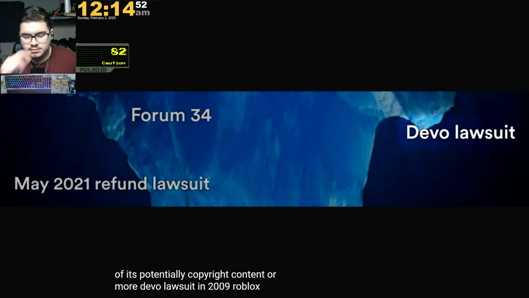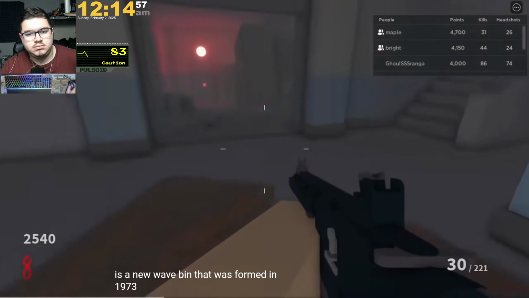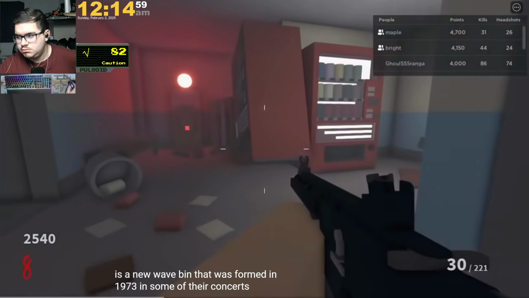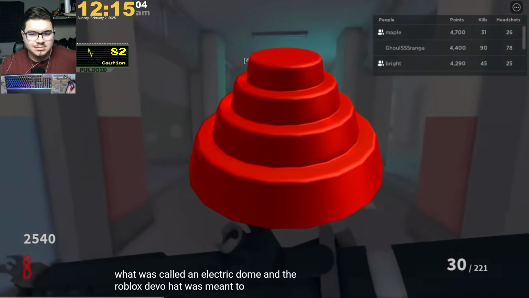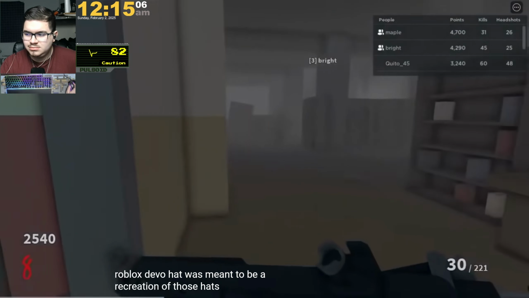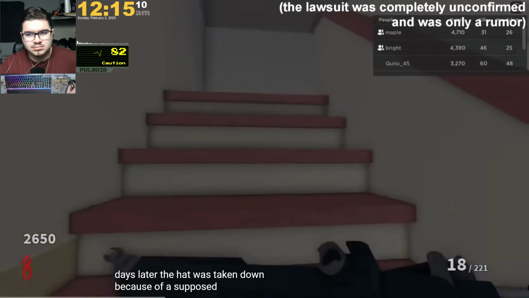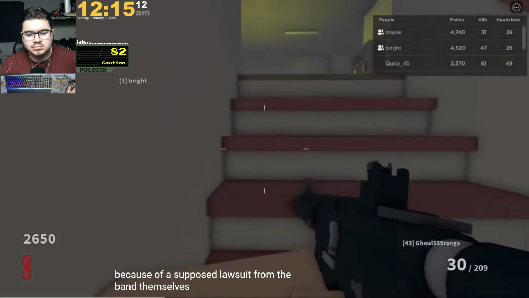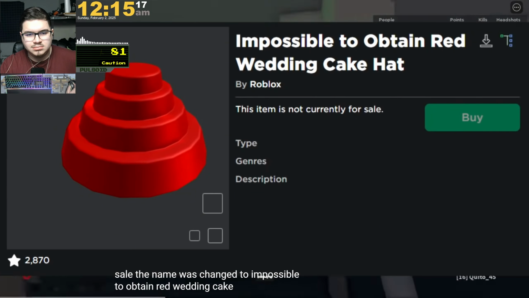In 2009, Roblox released a hat called the Devo. Devo is a band that was formed in 1973. In some of their concerts, they wore what was called an electric dome, and the Roblox Devo hat was meant to be a recreation of those hats. However, a few days later, the hat was taken down because of a supposed lawsuit from the band themselves. When it was made off sale, the name was changed to Impossible to Obtain Red Wedding Cake Hat.